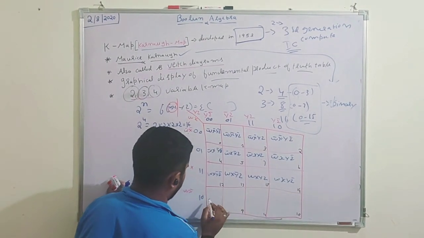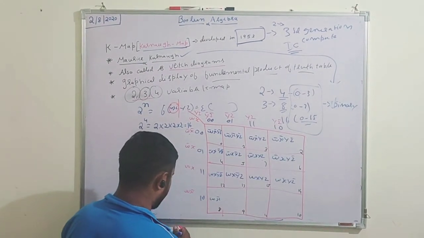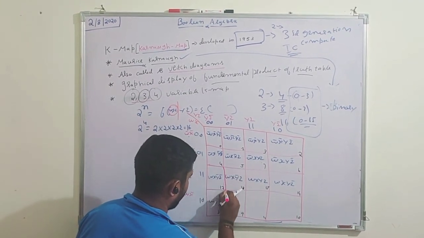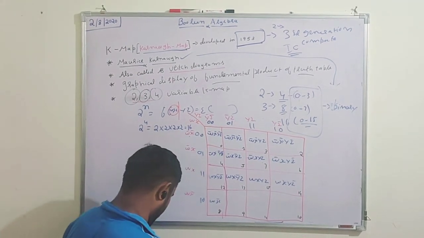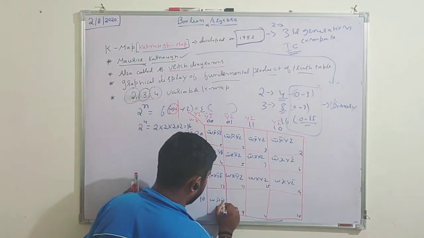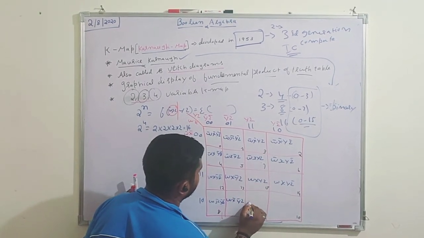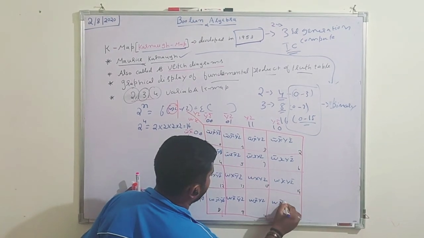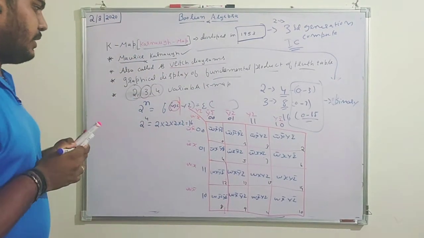Next here w x bar. Wait a while, I will just extend my line properly. So w x bar y bar z bar, w x bar y bar z, w x bar y z, w x bar y z bar. So this is known as the 4 variable K map.